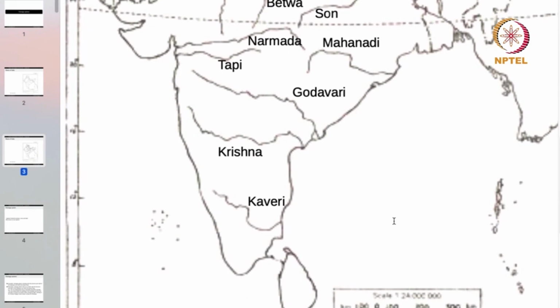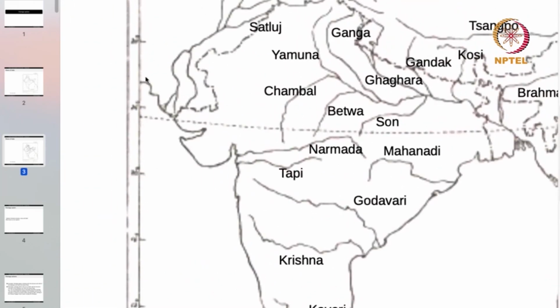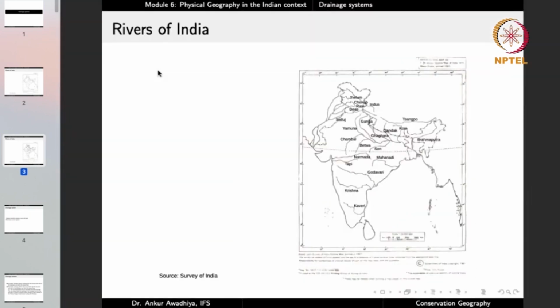Then we have the peninsular drainage. The peninsular drainage is comprised of the drainage patterns of Mahanadi, Godavari, Krishna and Kaveri. So these are the 4 main rivers in the peninsular drainage. And then we have 2 rivers that are unique in the sense that they drain into the Arabian Sea. All of these rivers were draining into the Bay of Bengal, but these 2 rivers, Narmada and Tapi, move from east to west and they drain into the Arabian Sea, similar to the Indus river. So these are the various rivers of India.